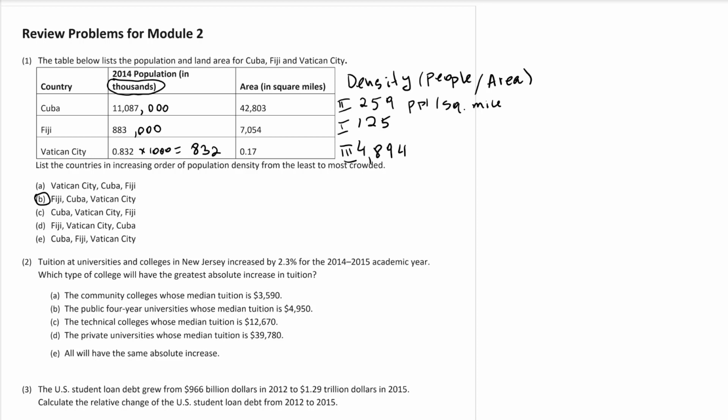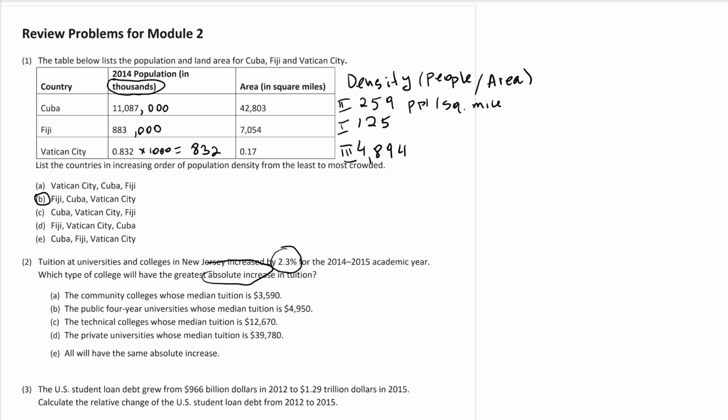All right, let's go to question number 2. Tuition at universities and colleges in New Jersey increased by 2.3% in the 2014-15 academic year. Which type of college will have the greatest absolute increase in the tuition? So it's the difference between an absolute and a relative change. 2.3% represents the relative increase. And the absolute change is which one will have the largest dollar increase.